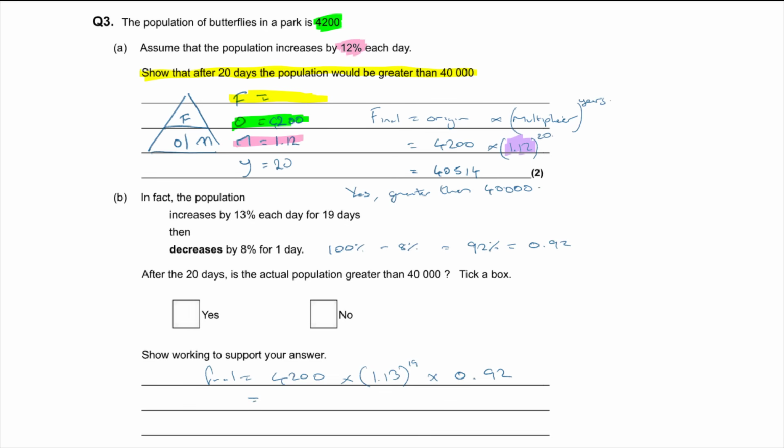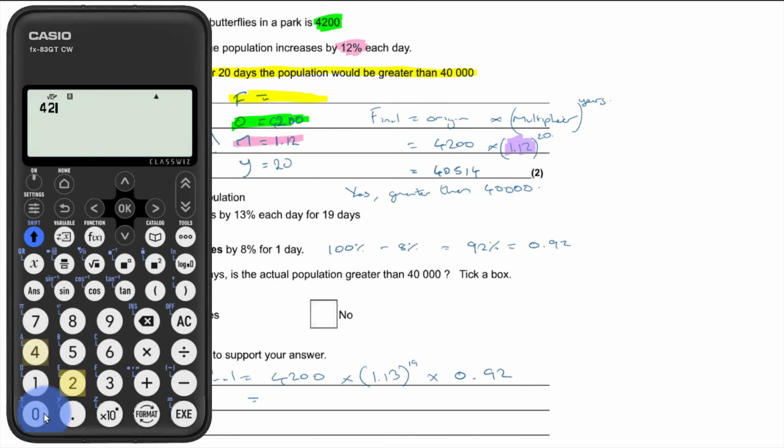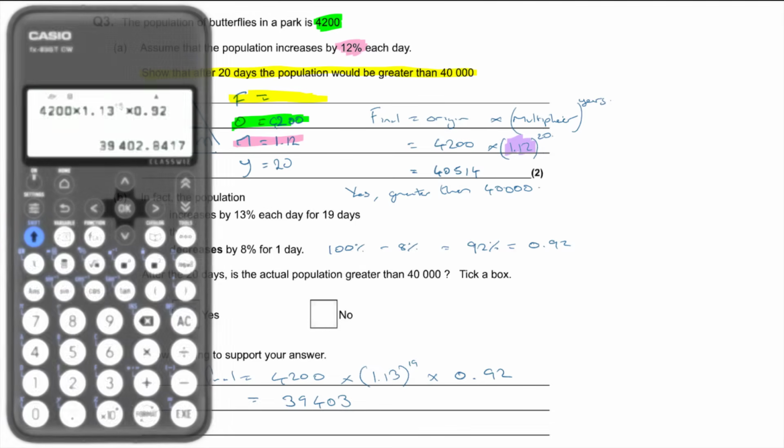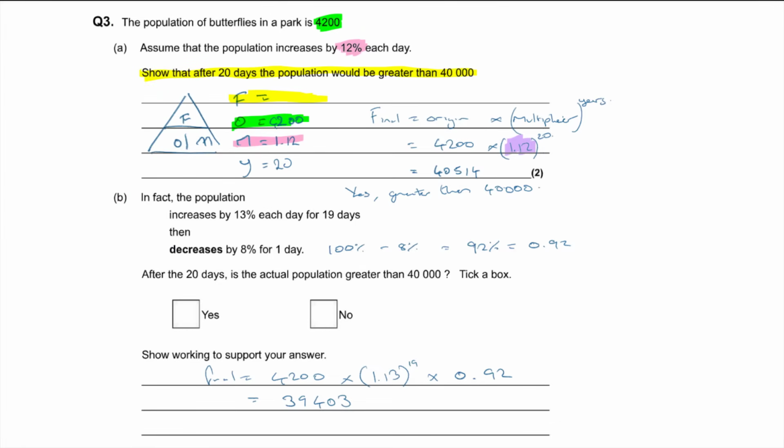Is it still going to be greater than 40,000? So let's find out. 4200 times 1.13 to the power of 19, and then times that by 0.92. Okay, it's slightly less, isn't it? So that is 39,403 butterflies, rounding up. So is the actual population greater than 40,000? No, it is not. Slightly less.